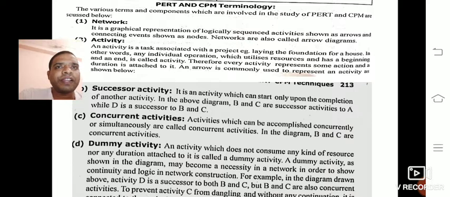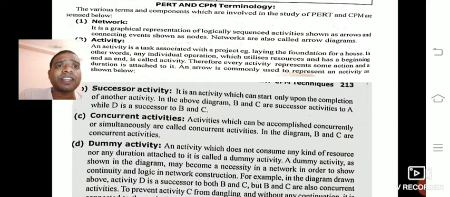Predecessor activity means it is an activity which has to be completed prior to the starting of another activity; that we can call a predecessor activity. Second, that is B, is the successor activity. It is an activity which can start only after the completion of another activity.